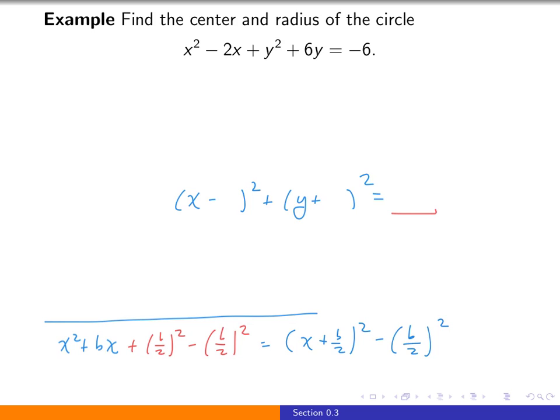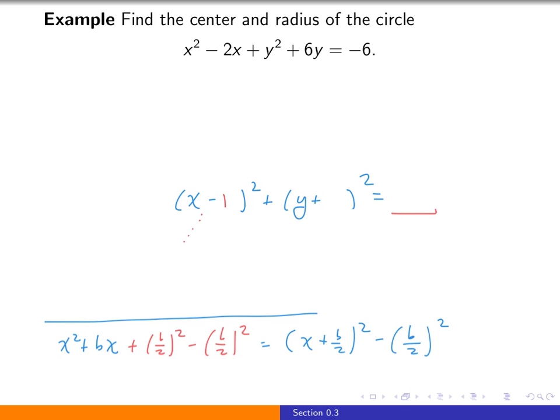So looking at the expression we have, if I have x squared minus 2x, I want that to end up being x minus something squared. Well, the coefficient of x is minus 2, so that's playing the role of b, so we want that to end up being x minus 1. So ideally this is going to be x minus 1.